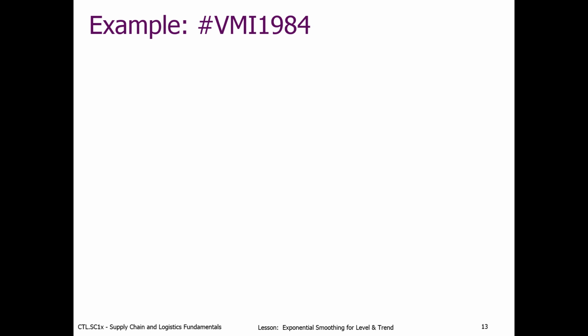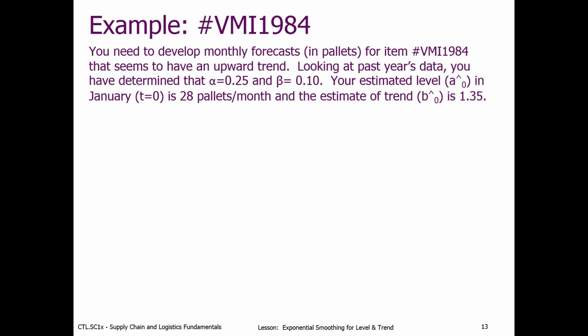So let's do an example. Make sure you understand the concepts, go through some mechanics. So here's a random part, part number VMI1984, and we want to develop monthly forecasts in pallets for this item, VMI1984, and it seems that the item has an upward trend. So there's a trend here and a level.